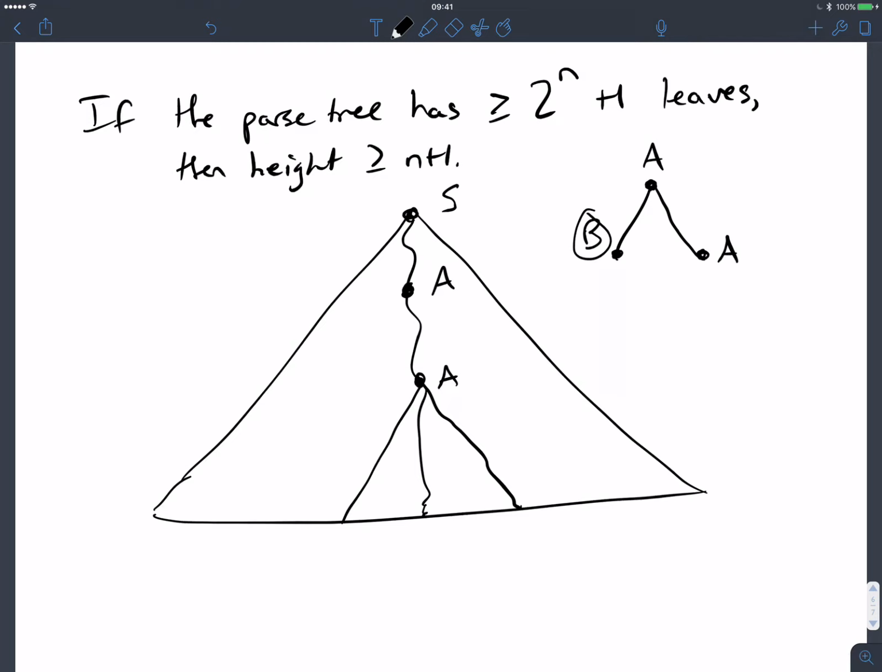Could B make the empty string? No. And so, therefore, one of the sides of A must be non-empty, the first occurrence of A. It must be non-empty. Even if it coincided with the second occurrence of A, the other side must make something. Okay? In general, it may be that both sides are non-empty, but at least one is non-empty.